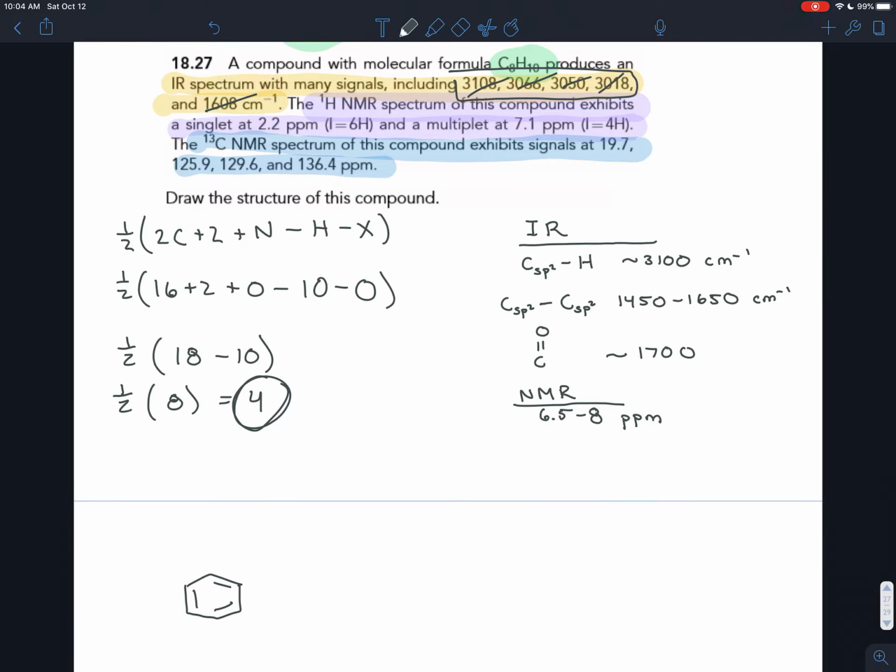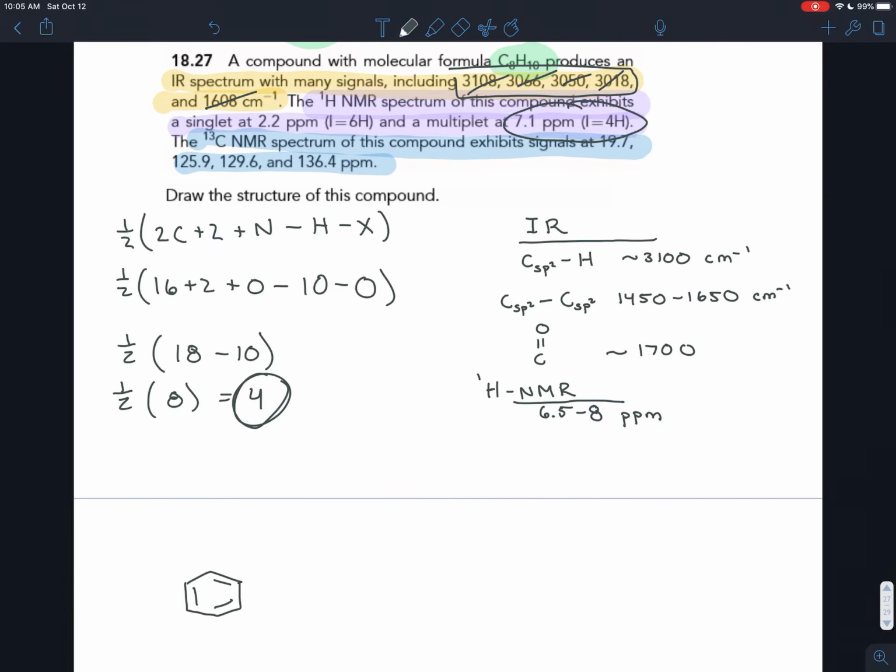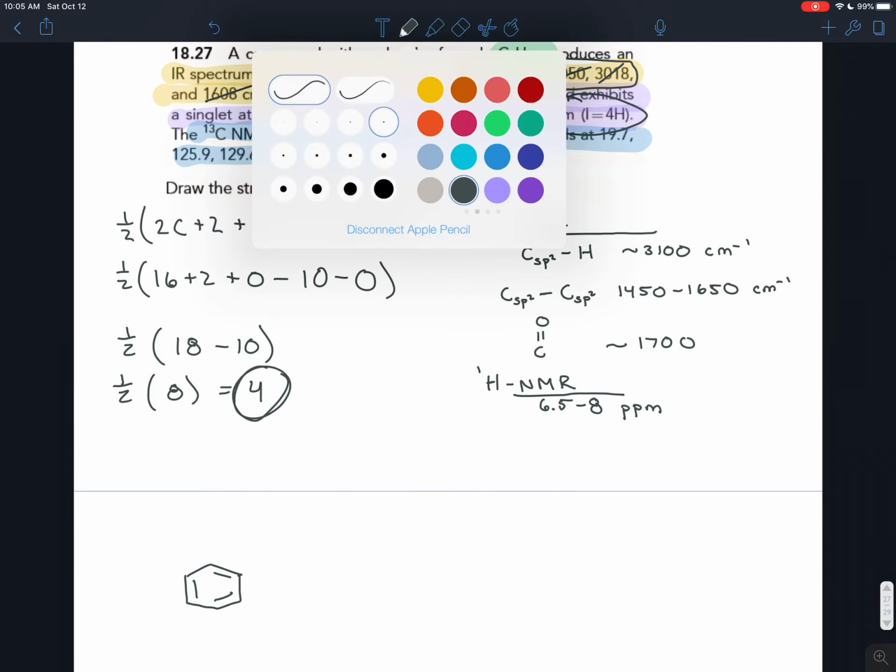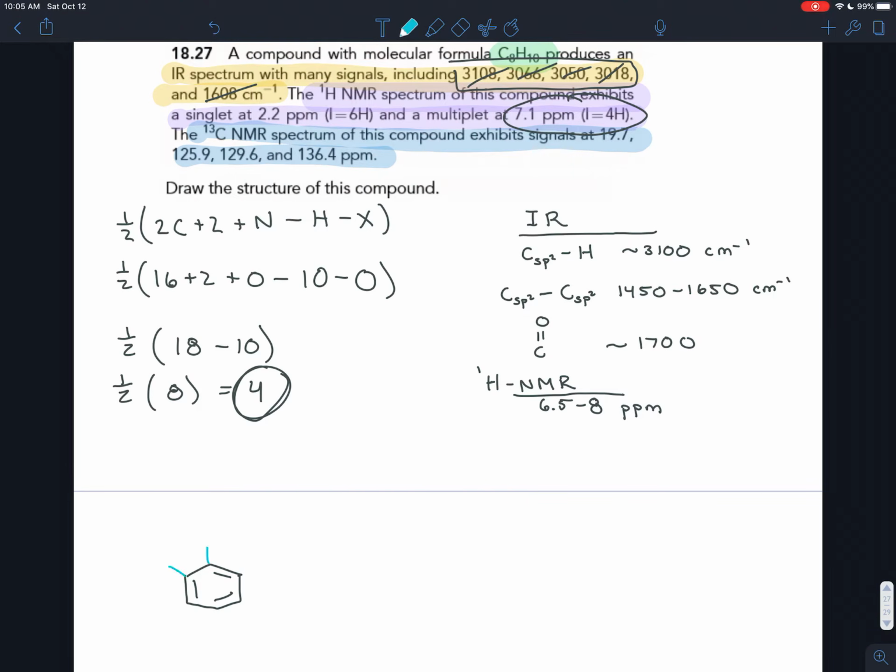Then if you look at the H1 NMR spectrum, we have further confirmation of the benzene. For proton NMR, we have a signal between 6.5 and 8 parts per million. We have it at 7.1. So that's yet another confirmation that we have benzene in the molecule. And if you notice, the integration for that is 4. We only have 4 hydrogens on the benzene, which means we have 2 branches on the benzene.